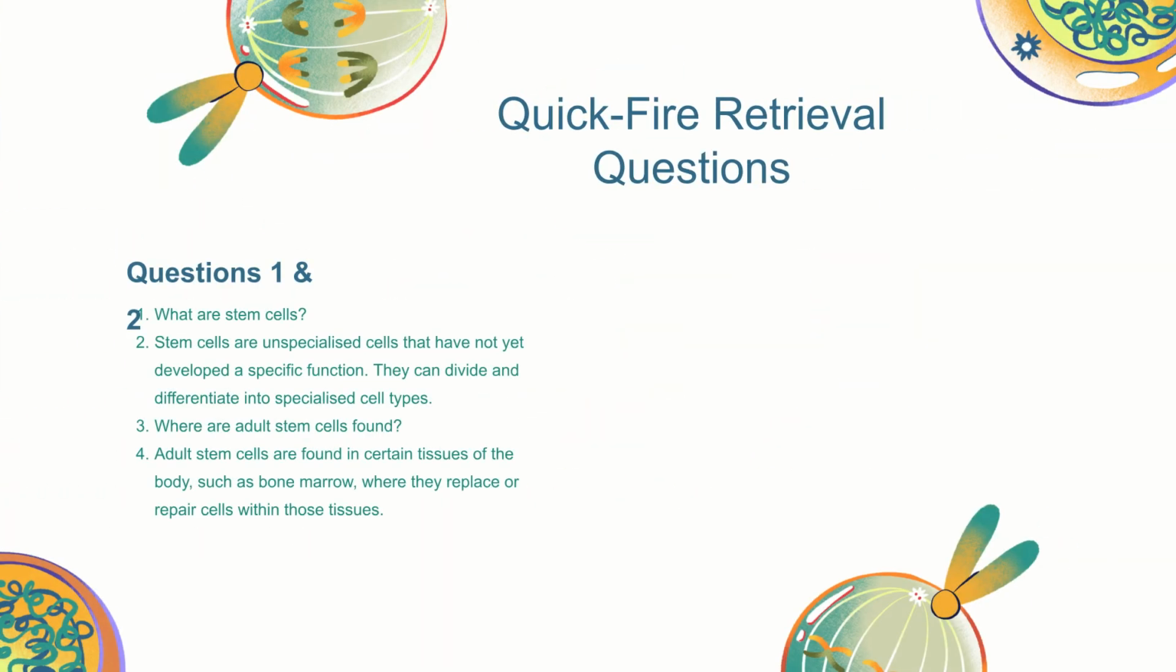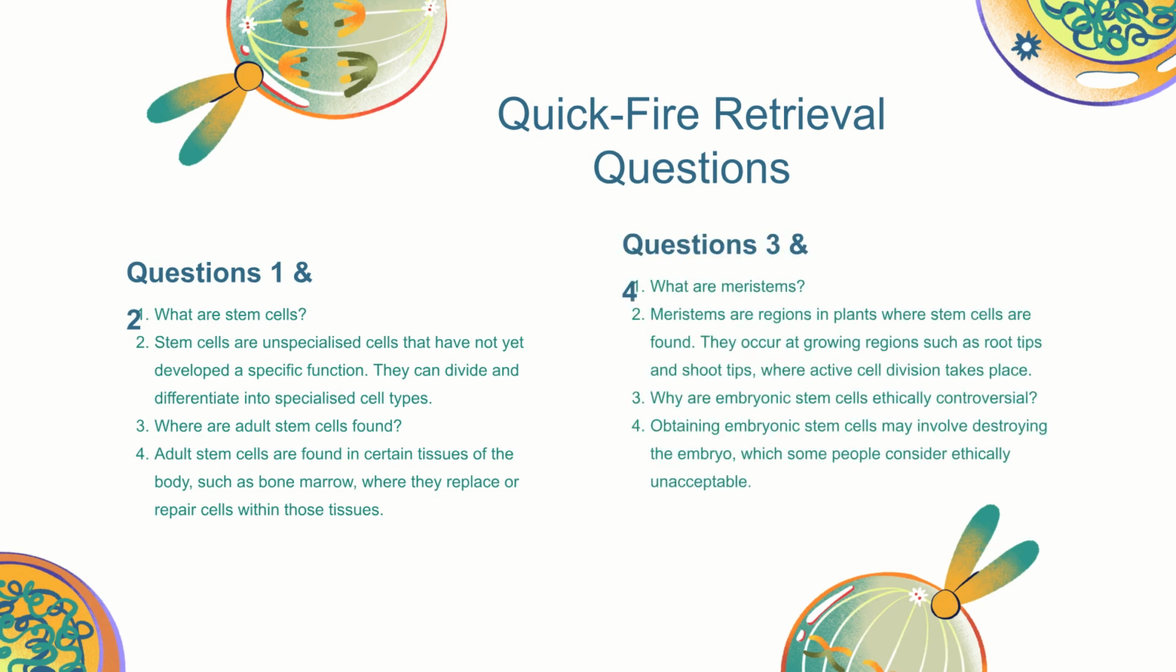Let's review. Stem cells are unspecialized, found in tissues like bone marrow or plant meristems. Embryonic research is controversial because it often involves the destruction of embryos, which some view as morally problematic.